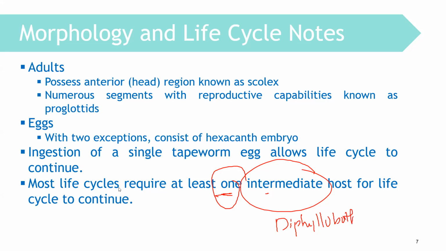Diphyllobothrium latum. Okay? Please take note of this. All cestodes require one intermediate host except for Diphyllobothrium latum, which requires two intermediate hosts. The first intermediate host of Diphyllobothrium latum is copepods, and the second intermediate host, from the common name itself, freshwater fish tapeworm, is the freshwater fish.